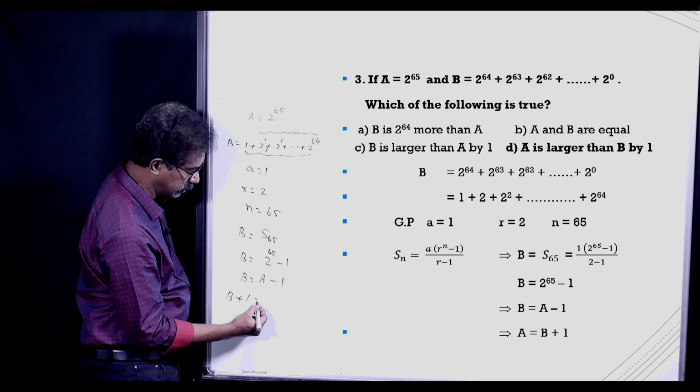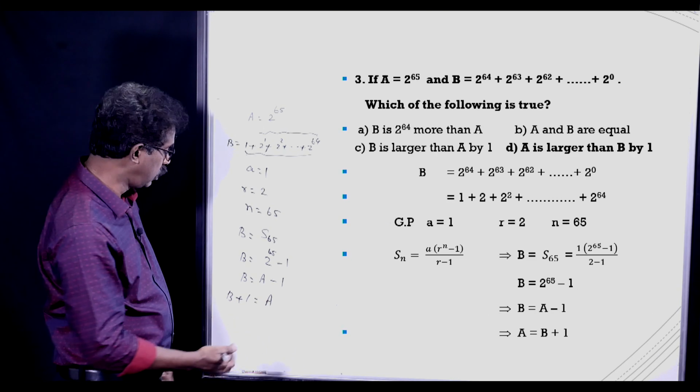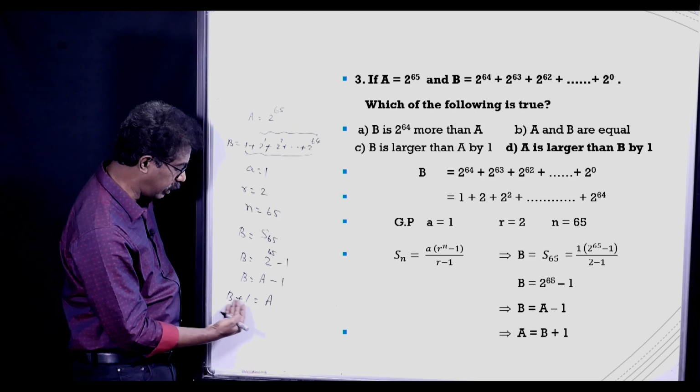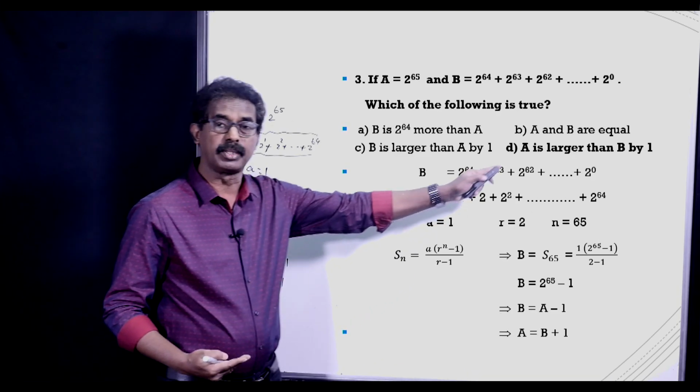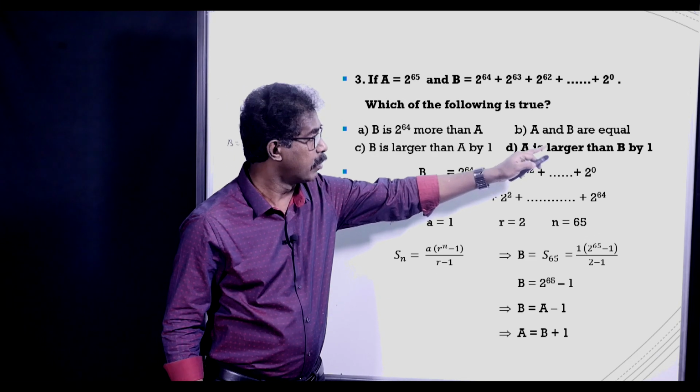Bring that minus 1 here, plus 1. B plus 1 is equal to A. So A is equal to B plus 1. So A is larger than B by what? 1. So the correct option is the fourth option. A is larger than B by 1.